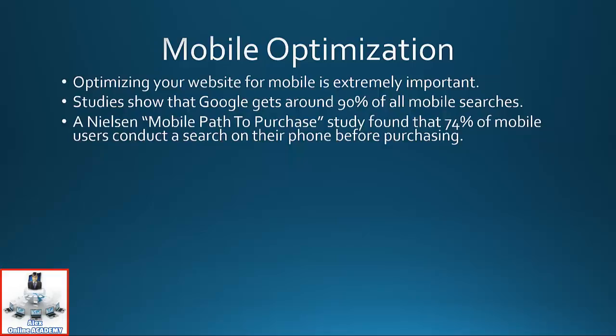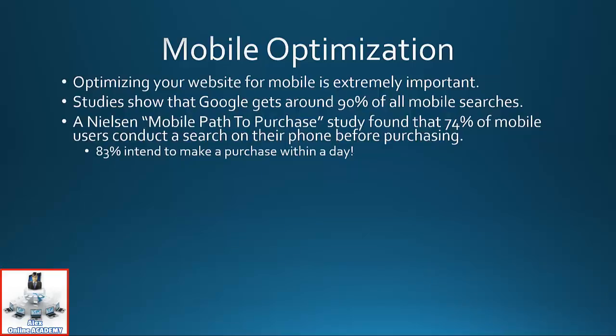Not only is mobile optimization going to help your customers, it's also going to help you get more customers and more visitors to your website because it engages people, gets people to view your content much easier, and it also is going to ultimately help you rank in the search engines because it's a key factor. A Nielsen mobile path to purchase study found that 74% of mobile users conduct a search on their phone before purchasing. That's again 74% of mobile users conduct a search on their phone before purchasing. I wanted to repeat it twice because it's such an important statistic. 83% of those people intend to make a purchase within a day.